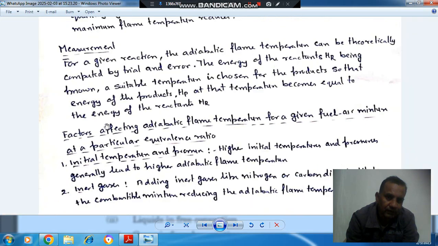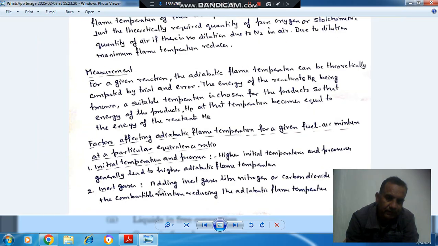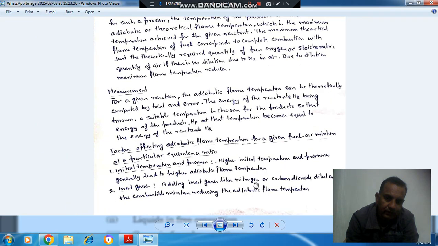Now, the factors affecting the adiabatic flame temperature for a given fuel air mixture at a particular equivalence ratio. First is initial temperature and pressure. High initial temperature and pressure generally lead to higher adiabatic flame temperature. Second is inert gases. Adding inert gases like nitrogen or carbon dioxide dilutes the combustion mixture, reducing the adiabatic flame temperature. So this is already explained.